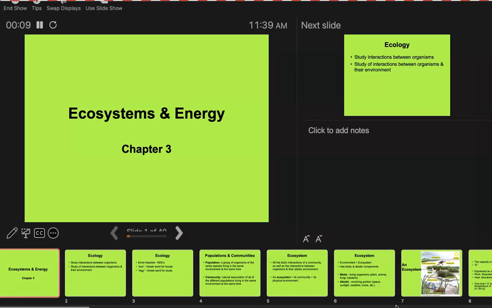Ecosystems and energy. What's an ecosystem? Okay. Well, we got a hand over here, though. Hold on one sec. Go ahead. All right. Add to that, gentlemen. Okay. All right. And back there. Okay. Awesome.